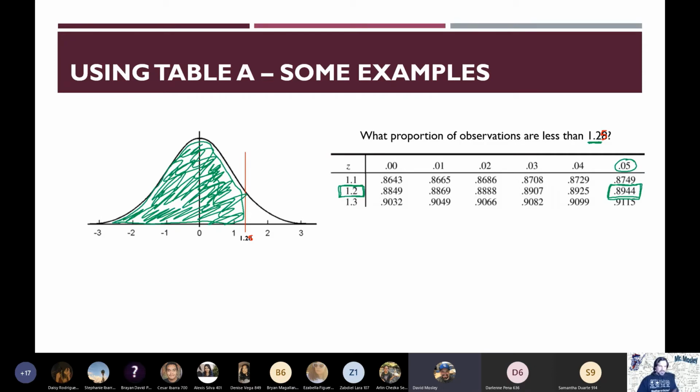So again, that tells me that the proportion of observations less than 1.25 is 0.8944. Again, we could say that as a percentage as 89.44% if we wanted to.